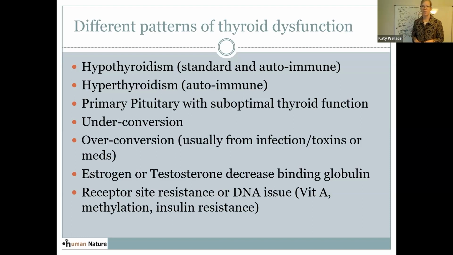And then the last two types are thyroid problems that are caused by a hormone problem that's tying up the binding globulin to move the thyroid around, or a receptor site issue, right? This is where I was talking about the person's levels all look great, but they still feel horrible because they're not getting what they need at the cellular level.